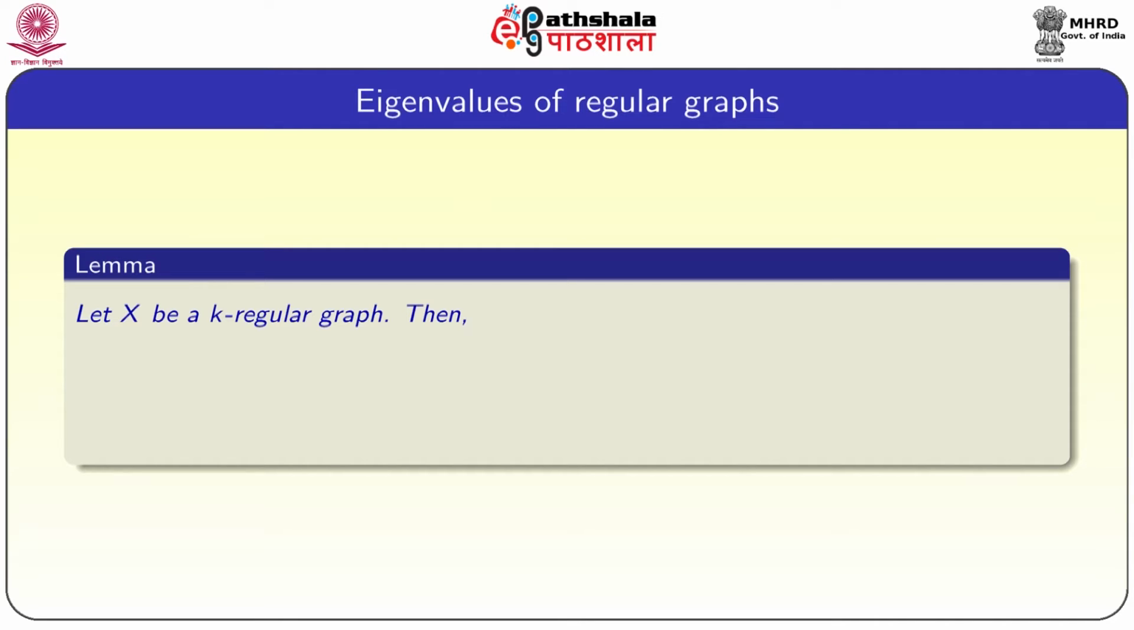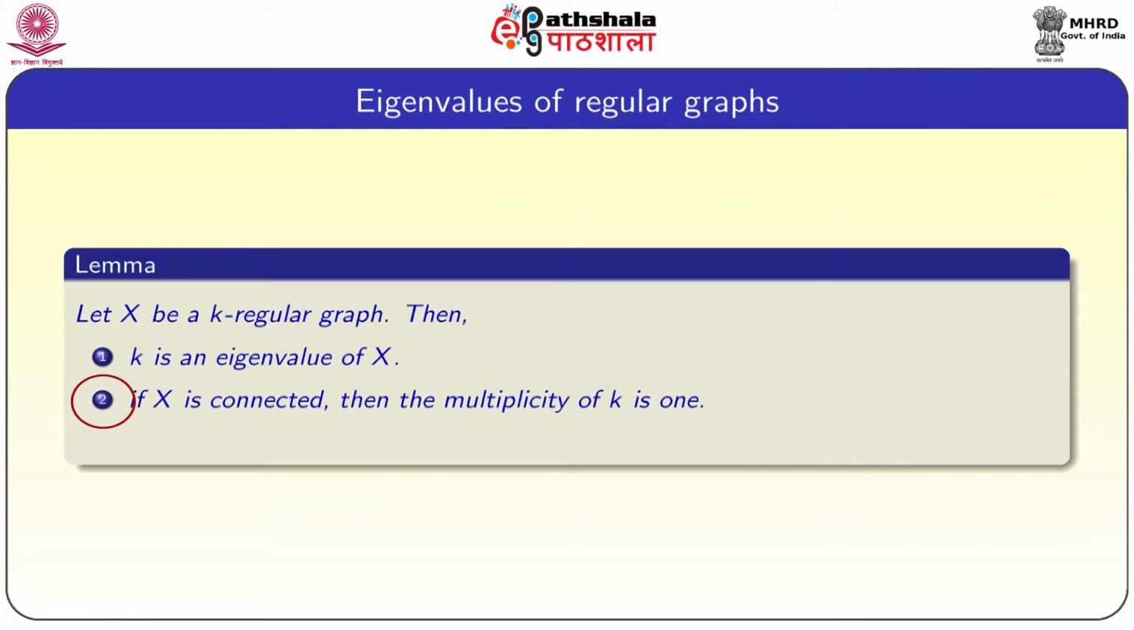Now, we are going to study eigenvalues of regular graphs. Let X be a k-regular graph, then k is an eigenvalue of X. If X is connected, then the multiplicity of k is 1. For any eigenvalue λ of X, we have modulus of λ is less than or equal to k. So, if X is a k-regular graph, then k is an eigenvalue of X, and further if X is connected, k is a simple eigenvalue and all other eigenvalues have modulus less than or equal to k.